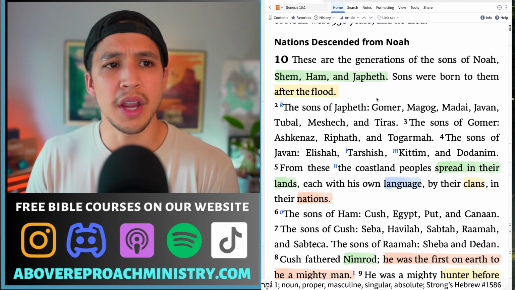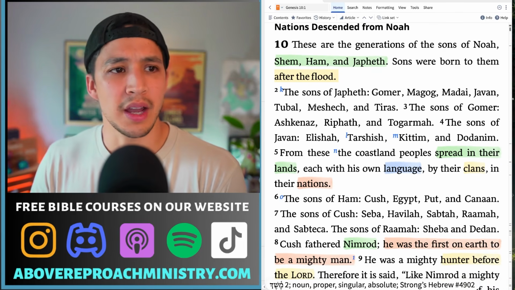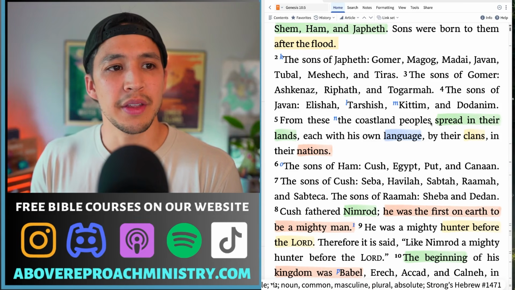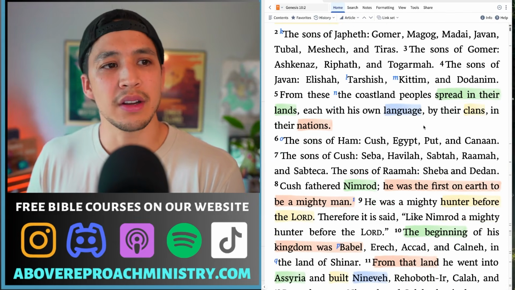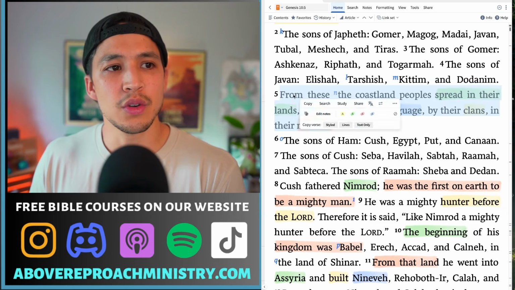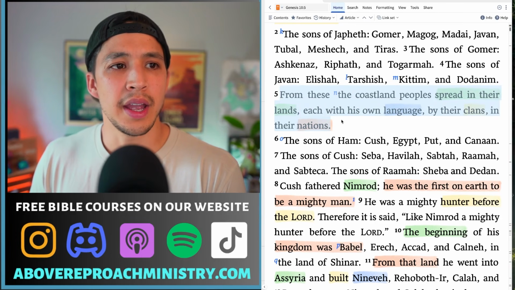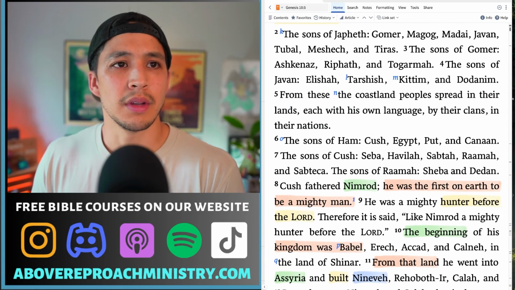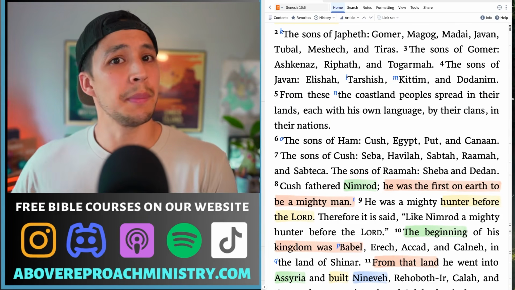The sons of Japheth were Gomer, Magog, Madai, Javan, and you have all these beautiful names. From these, the coastland peoples spread in their lands, each with his own language, by their clans in their nations. Now, this is going to be a common template, you might say, that gets copied and pasted.